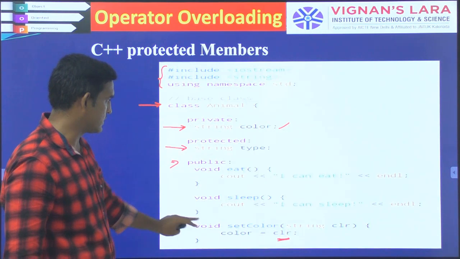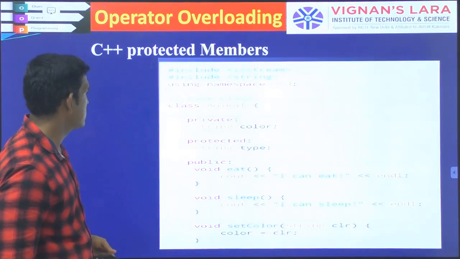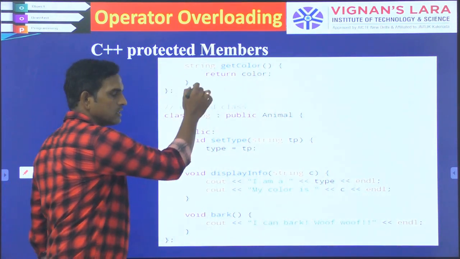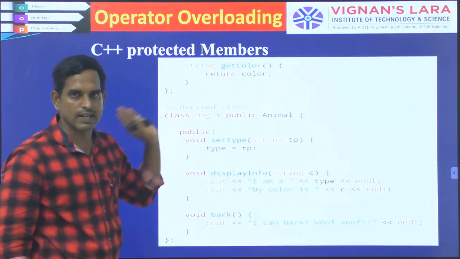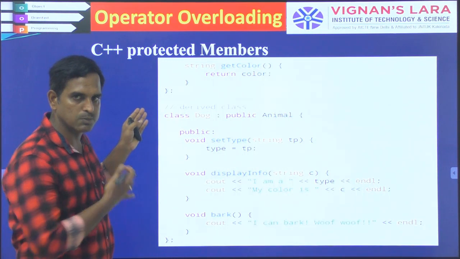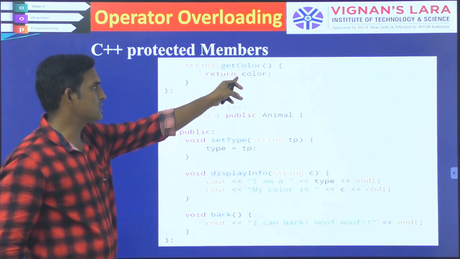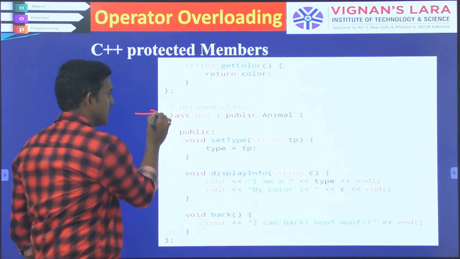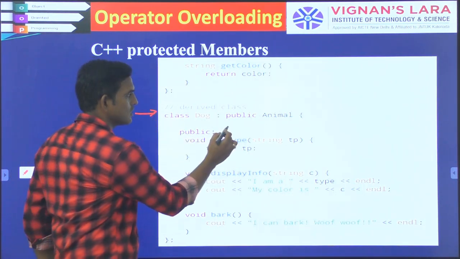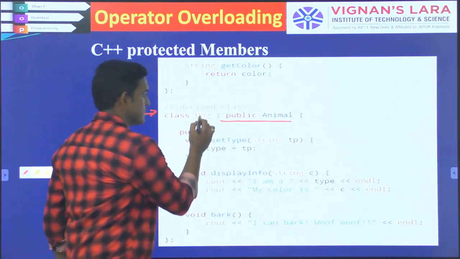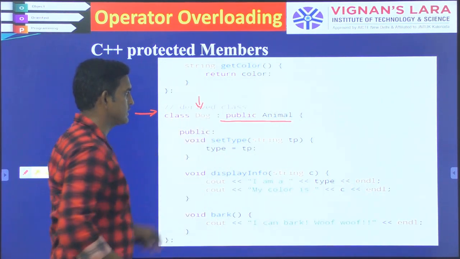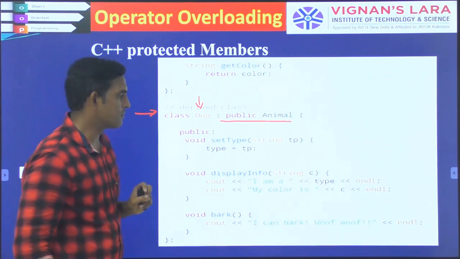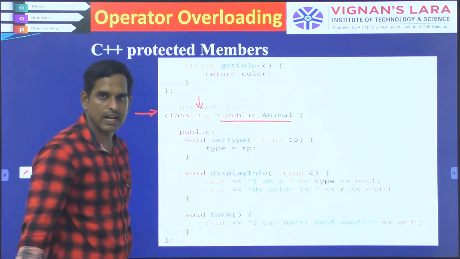So you are having three different methods. After that, you are having another get color method to return the color, that is your input and output of the color. Okay, the previous one is input of the color and this method is output of the color. And you are having one derived class. Okay, if you see class dog, public animal, so the dog is your derived class and the derived class is inheriting the animal class.